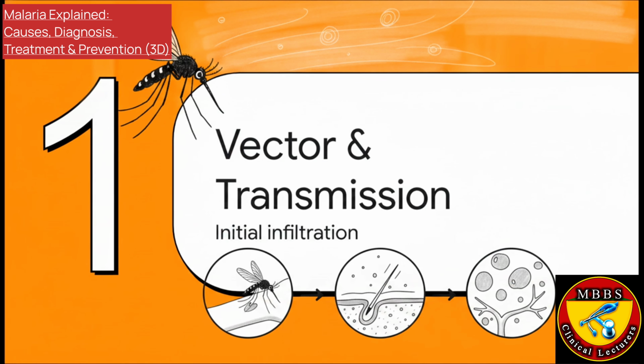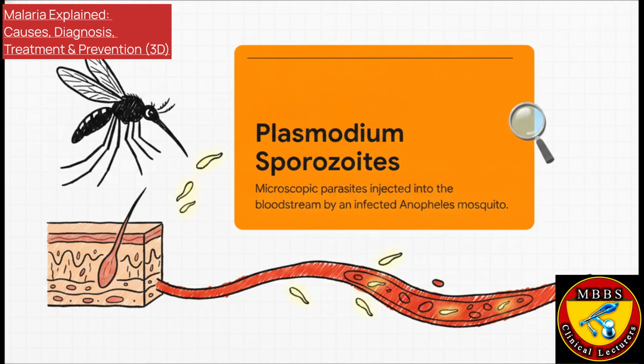All right, Section 1, the vector and transmission. The initial infiltration. Okay, so before we plunge beneath the skin to see the damage on a cellular level, we actually have to start out in the macroscopic world. Picture this. It's a warm evening, there's a soft breeze, and you hear that faint, high-pitched buzz. It seems totally harmless, right? But it's actually the start of a highly coordinated biological attack.